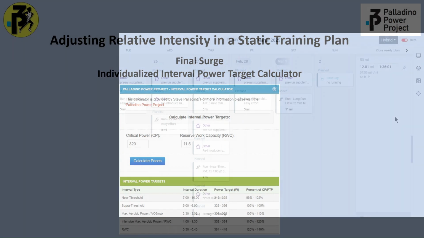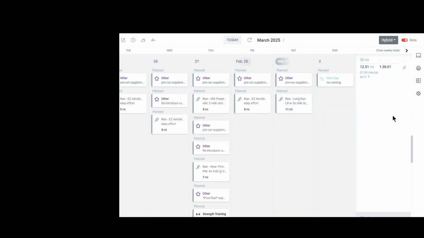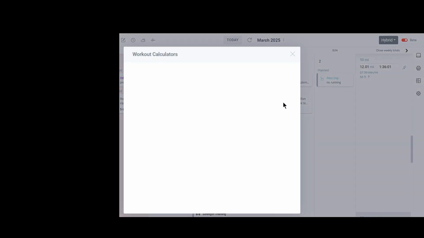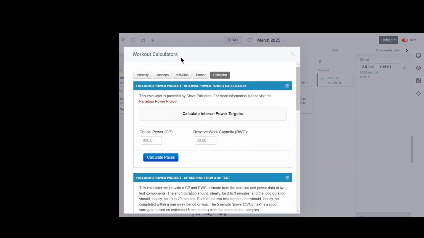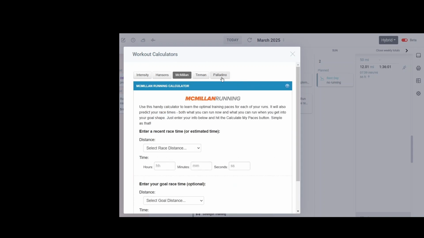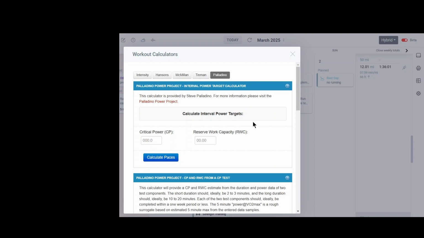All right, so let us go into playing around with this in a more live mode using the calculator. Here we are on an individual's calendar, and we're in the beta mode, and we come down here in the far right column, there's an icon for calculators. See, when I hover over it, it says calculators, and I'll click on that, and the various workout calculators are available. You can click on the other ones if you want, but this is where this particular calculator resides, under the calculators that I've built.